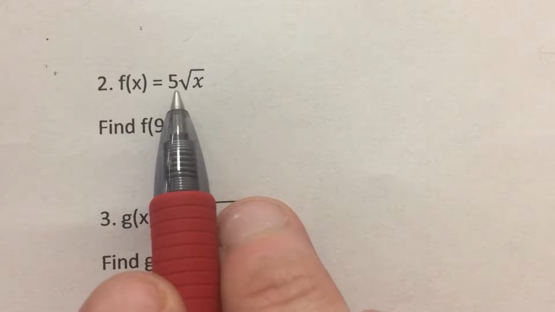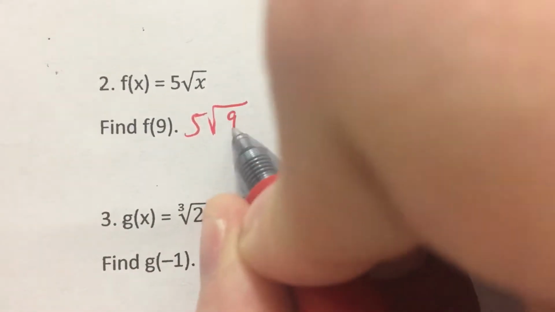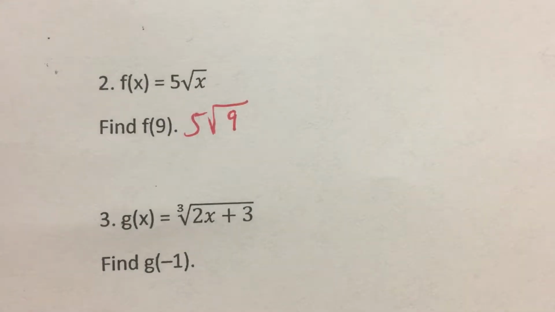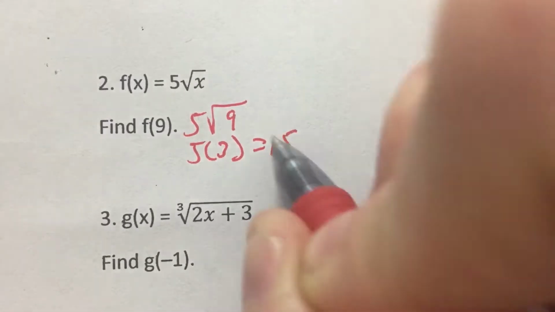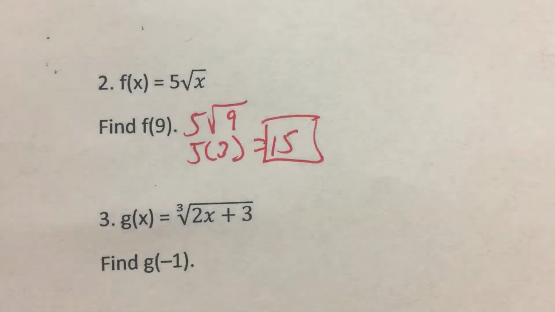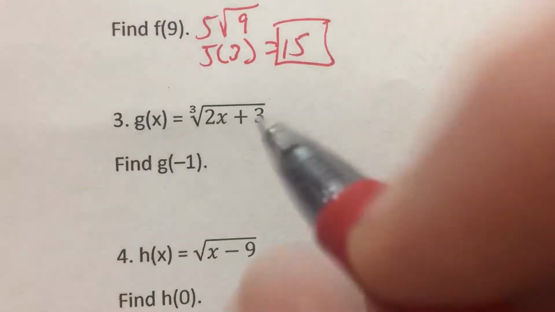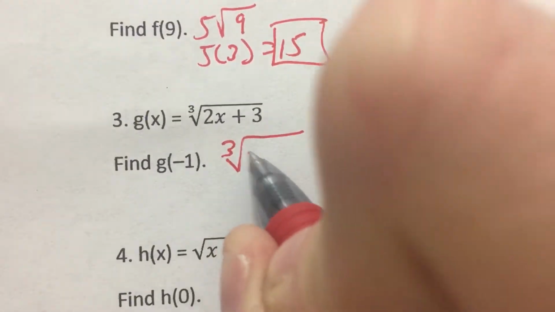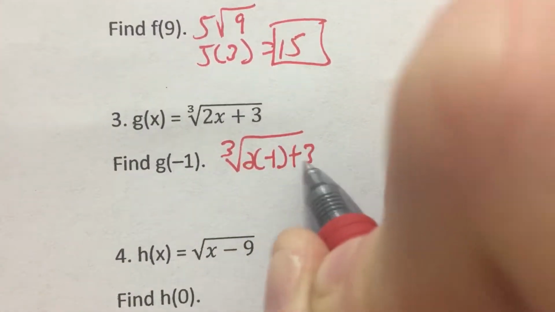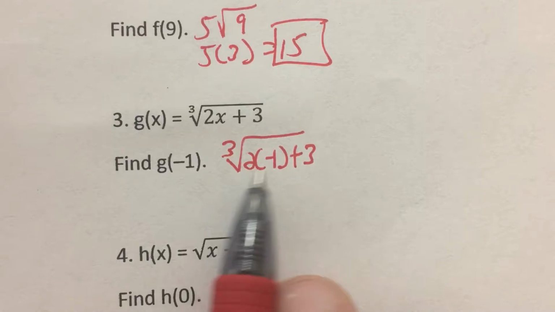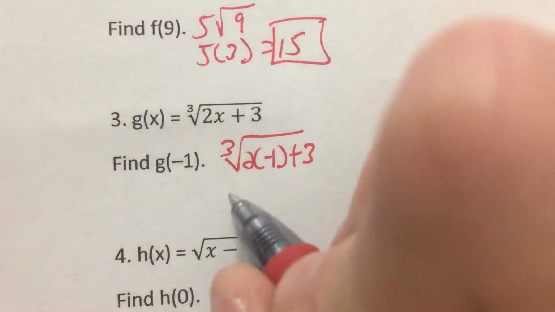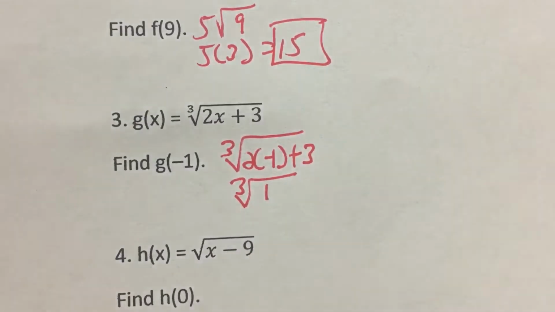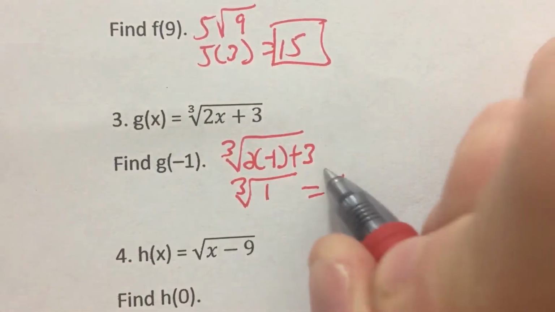Down here we have some more plug and find. We need to find f of 9 into this function. This is 5 times the square root of x. So now it's 5 times the square root of 9. The square root of 9 is actually 3, and 5 times 3 is 15. Here we need to plug in negative 1, so we'd get the cube root of 2 times negative 1 plus 3. 2 times negative 1 is negative 2, and negative 2 plus 3 is 1. So we end up with the cube root of 1, which is just 1.